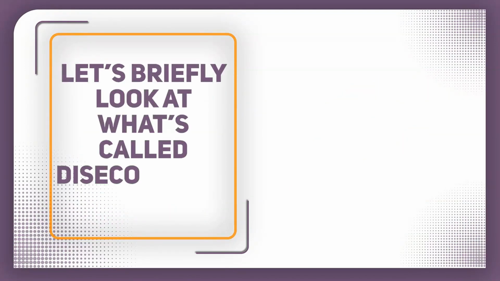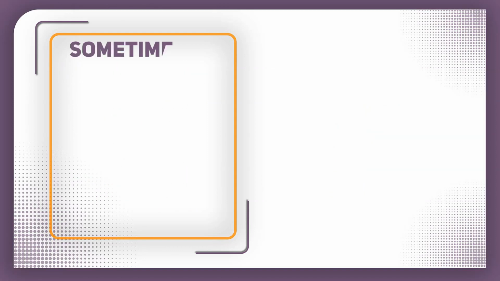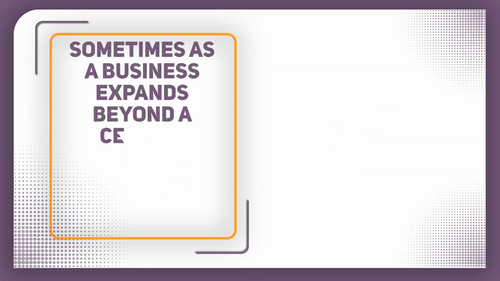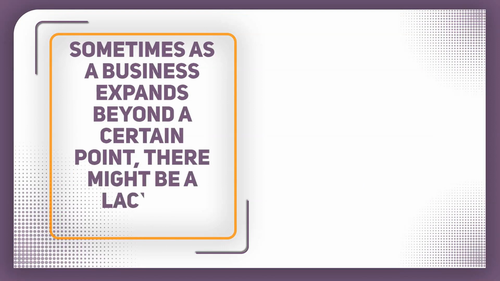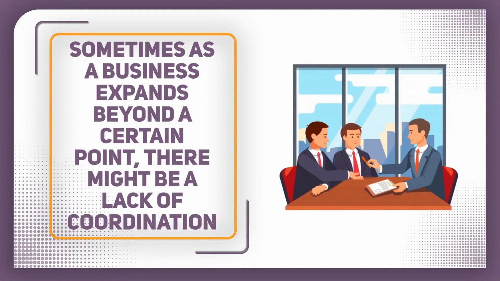So before we get any further, let's briefly look at what's called diseconomies of scale. We've seen that businesses typically see lower average costs as their output increases, as they make more stuff or they provide more services. However, sometimes as a business expands beyond a certain point, there might be a lack of coordination, leading to inefficient management decisions or poor communication. And this can actually push up the average cost per unit.